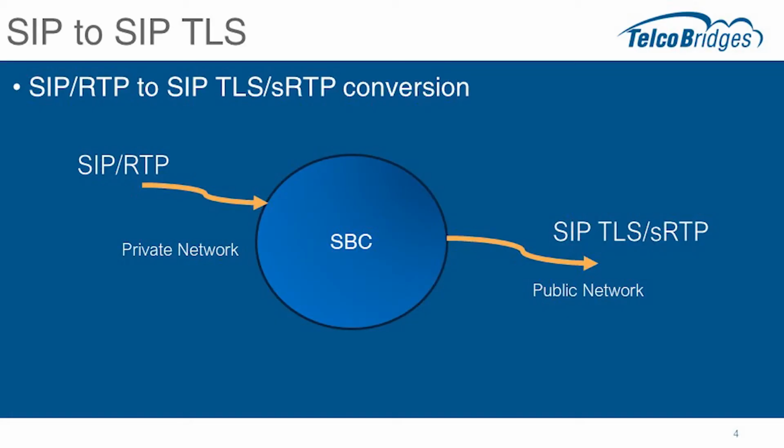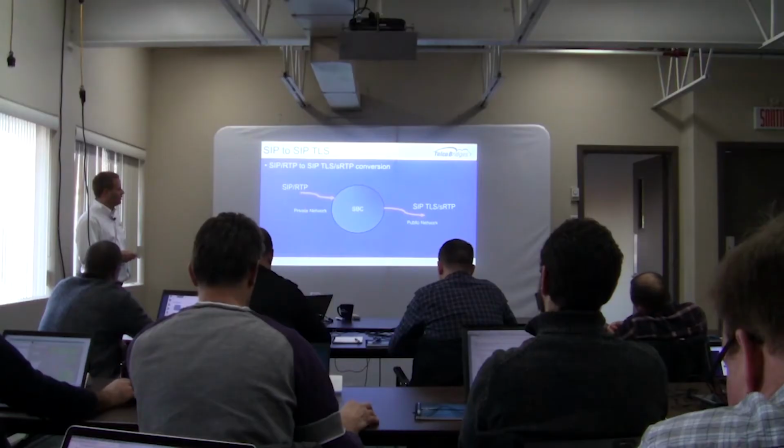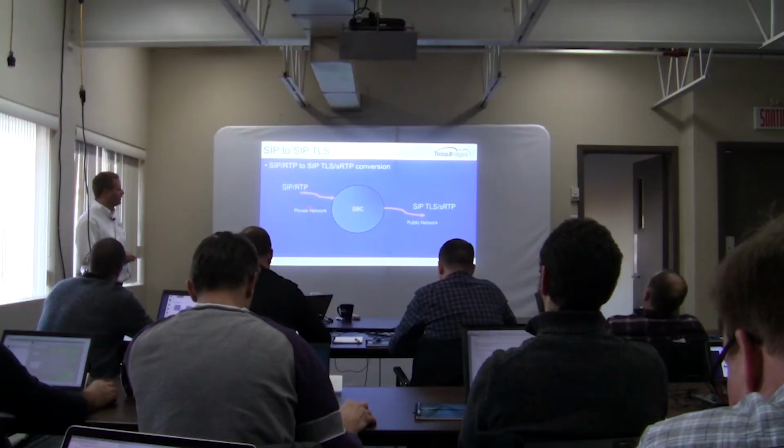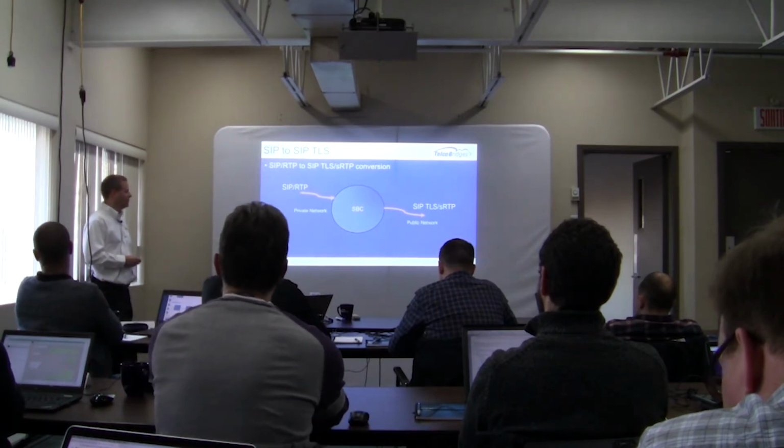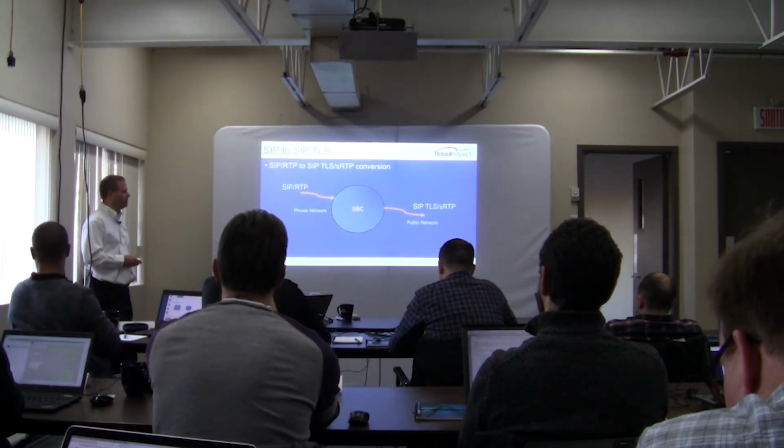One regular scenario is SIP RTP to SIP SRTP. So you have maybe a private network, which you're not too worried about encryption, and then you have a public network, and of course you want to protect it, so you can do that.